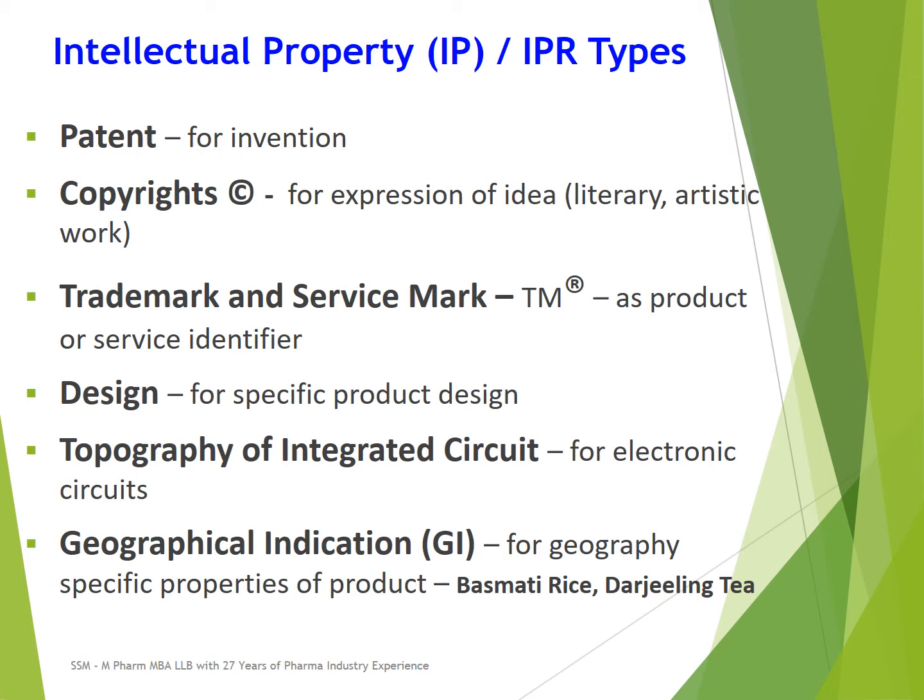Next is design. This is basically to protect the specific product design, so that the specific design along with the drawings and all details will be protected through the design. Next type of IP is topography of integrated circuit. It is basically for electronic circuits which are used in chips, in various machinery, all kinds of electronic circuits. They may be protected through topography of integrated circuit. So the circuit design will be protected.